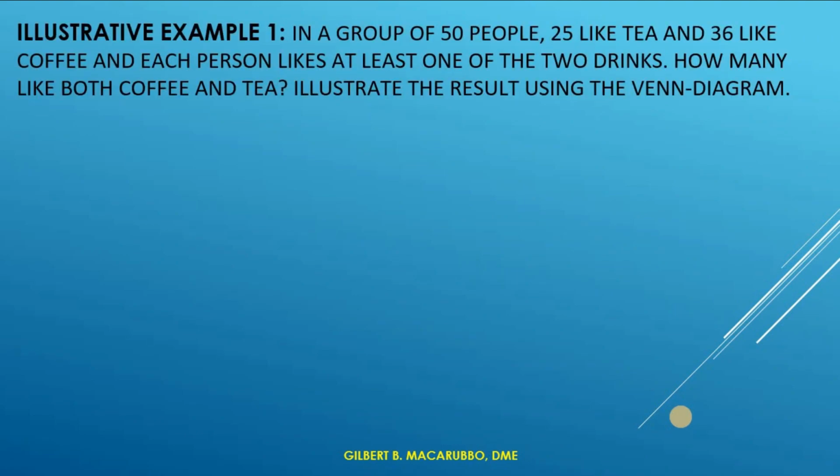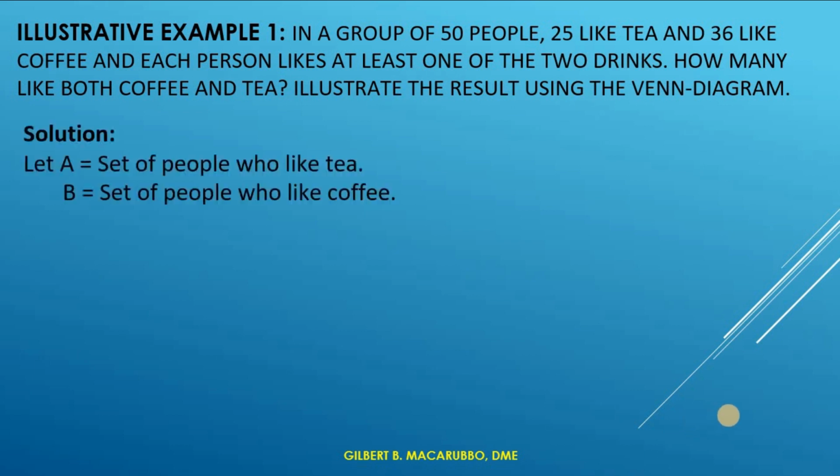Okay, so let us have an example here. In a group of 50 people, 25 like tea and 36 like coffee, and each person likes at least one of the two drinks. How many like both coffee and tea? Illustrate the result using the Venn diagram. Okay, so let us have the solution now. We let A be the set of people who like tea, and B the set of people who like coffee.